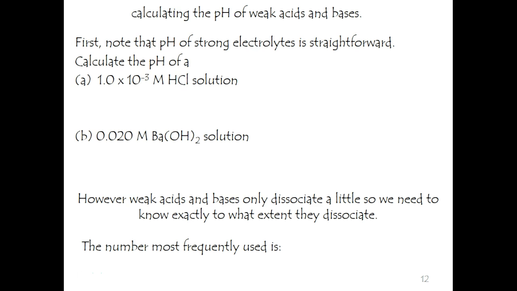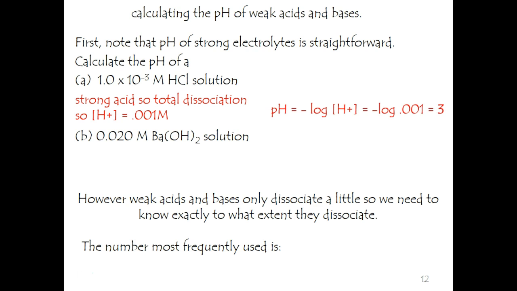You should also notice that since it's hydrochloric acid, that concentration is the same as the H plus concentration. Remember, it's not an acid till it forms H plus. Strong acid, so total dissociation, and that is your H plus concentration, 10 to the minus 3 molar. Take the negative log, and you get a pH of 3, and it seems reasonable since that's an acid.